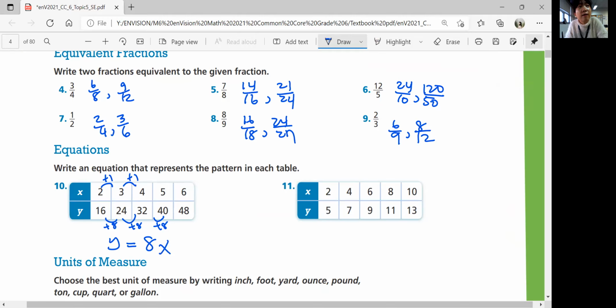Okay, number 11. For every increasing value of x by 1, your y increases by 1. Can we write this as a multiplication? Not really. But how do we know where we start? Well, whatever x is, compared to x, y is always plus 3, right? So you can write that as an equation. y is equal to x plus 3.